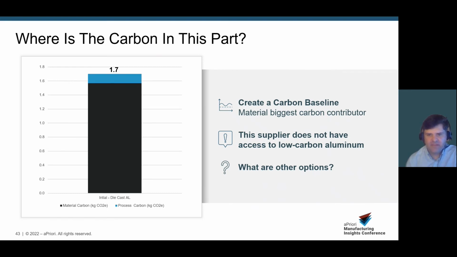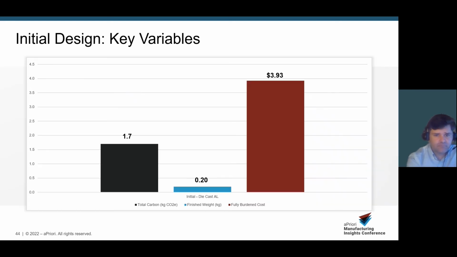I know the supplier does not have access to low carbon aluminum. That's always an easy win for reducing your material, is looking at a material with high recyclability and lower carbon. So what are my other options? As I look at a baseline, here is my carbon. The key variables are 1.7. The key weight is 0.2 kilograms, and it costs $3.93 to manufacture this part.